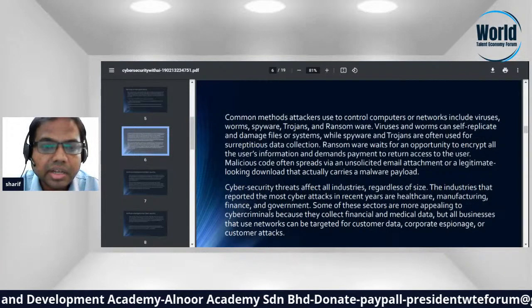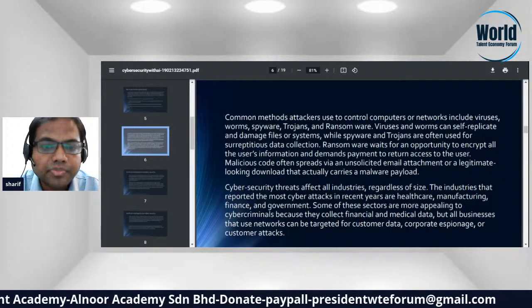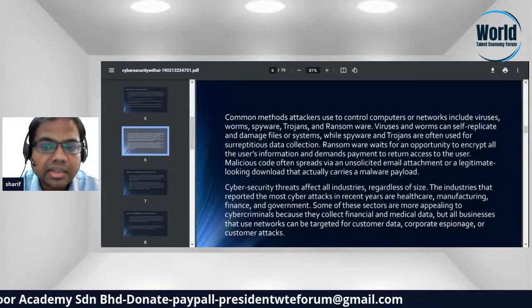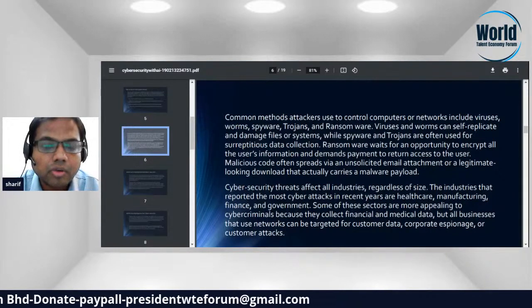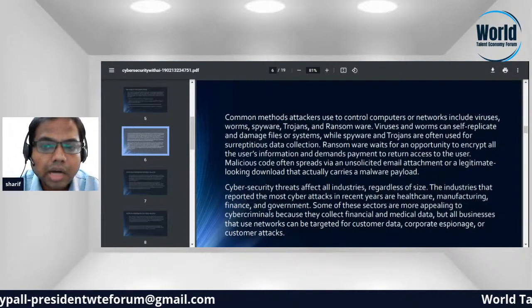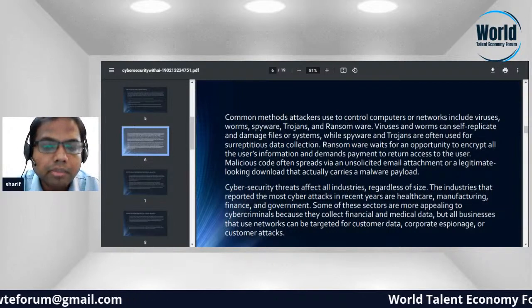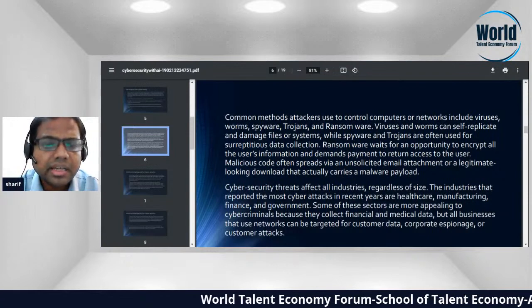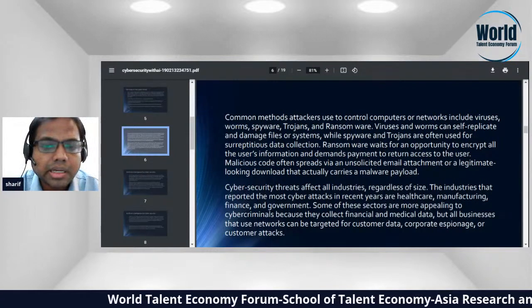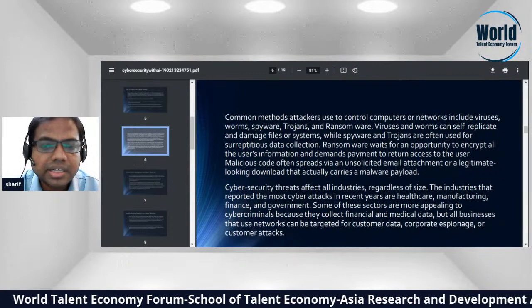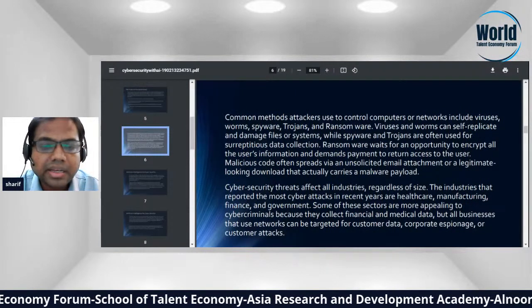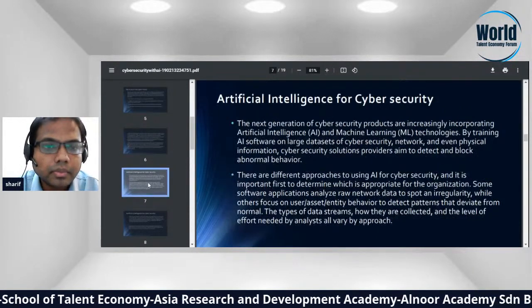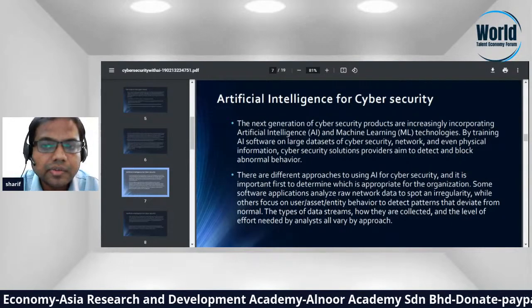Cybersecurity threats affect all industries, regardless of size. The industries that report the most cyber attacks in recent years are healthcare, manufacturing, finance, and government. Some of these sectors are more appealing to cybercriminals because they collect financial and medical data, but all businesses that use networks can be targeted for customer data, corporate espionage, or customer attacks.